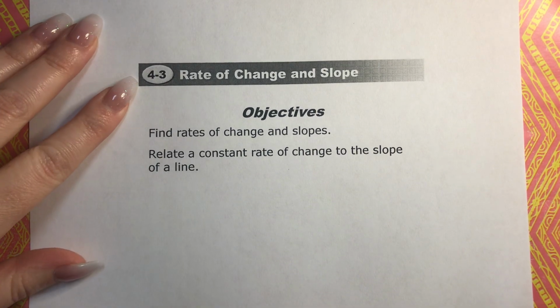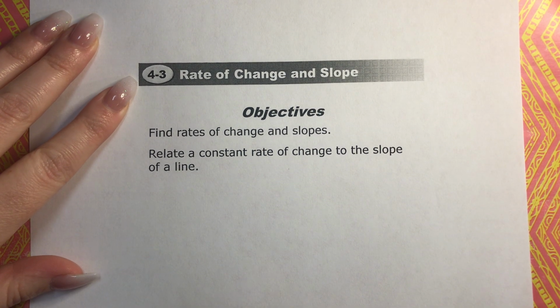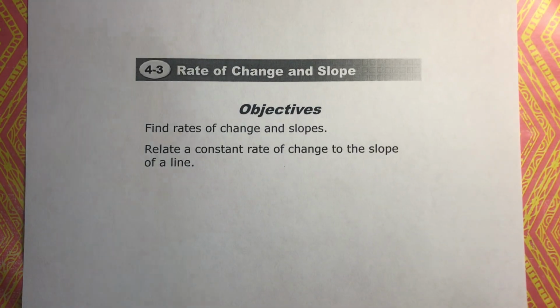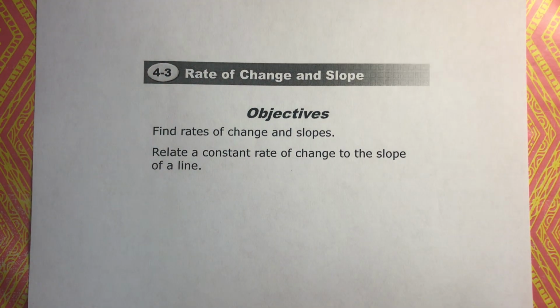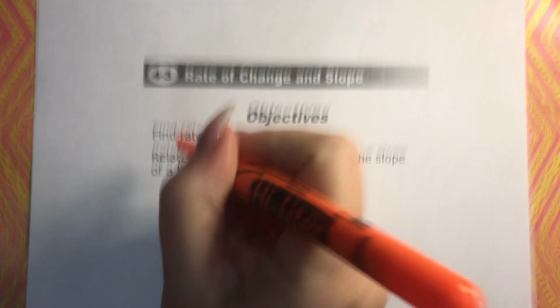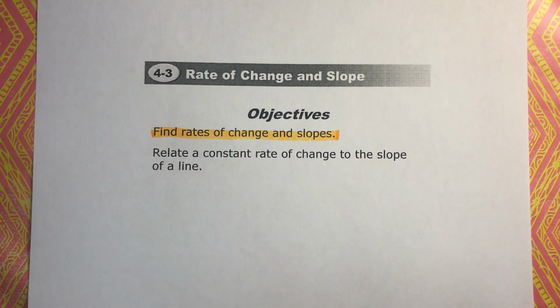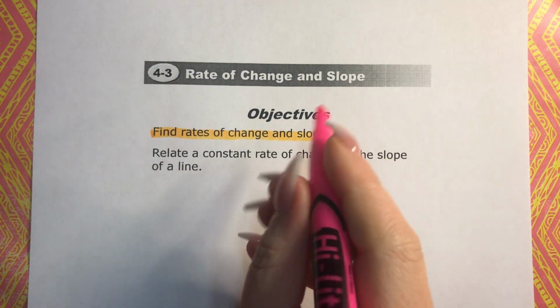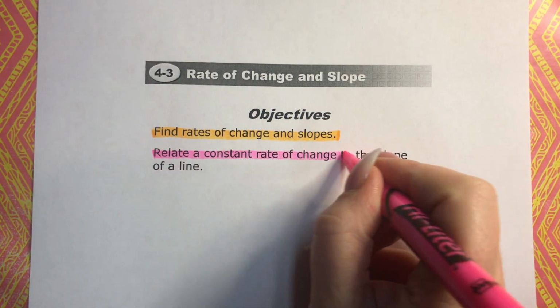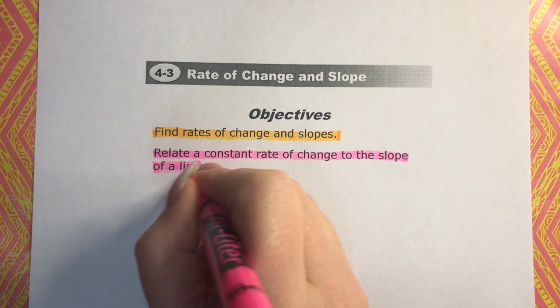All right, we're looking at Chapter 4, Lesson 3, Rate of Change in Slope. The objective for today is to find rates of change in slopes and also relate a constant rate of change to the slope of a line.